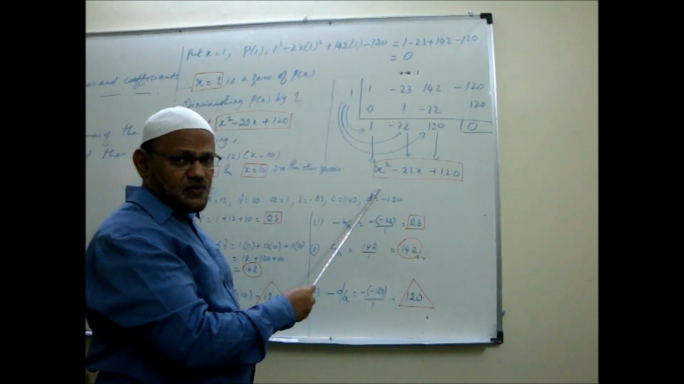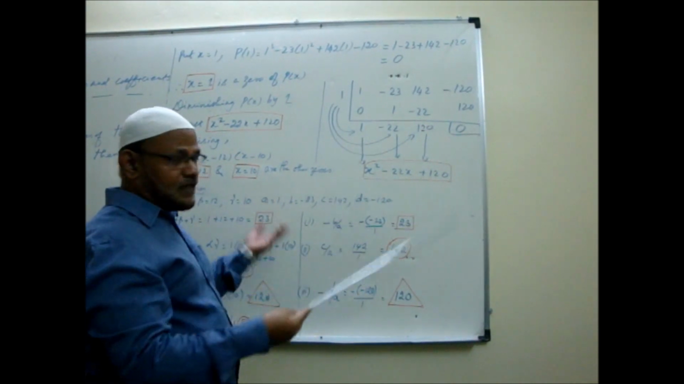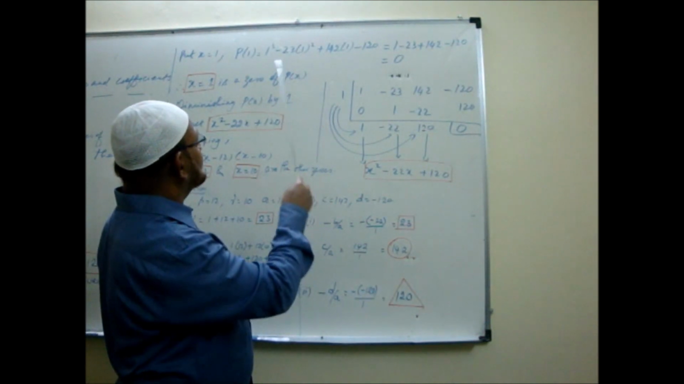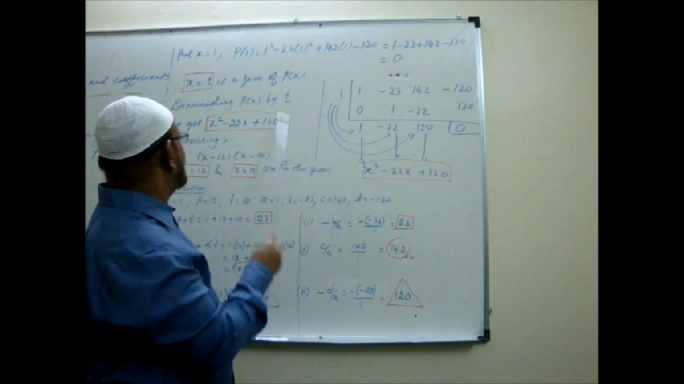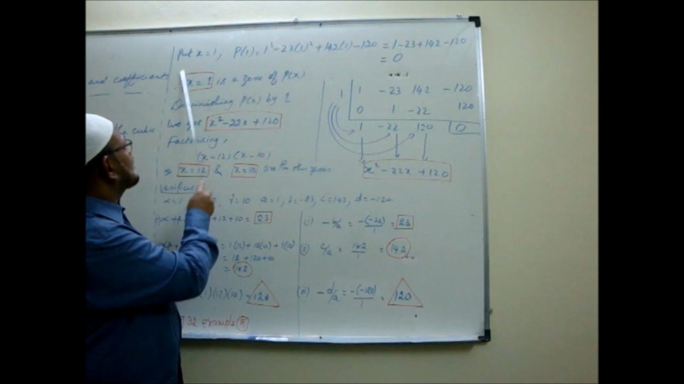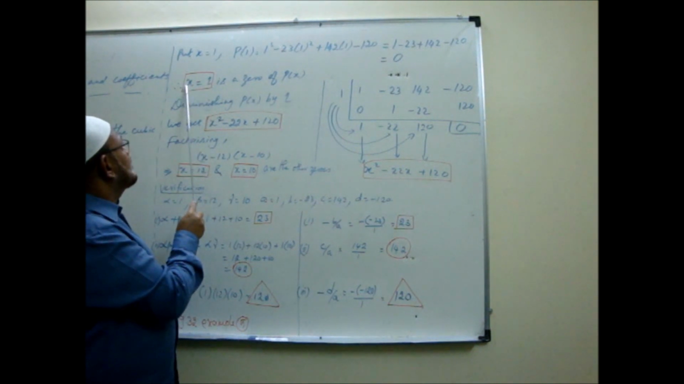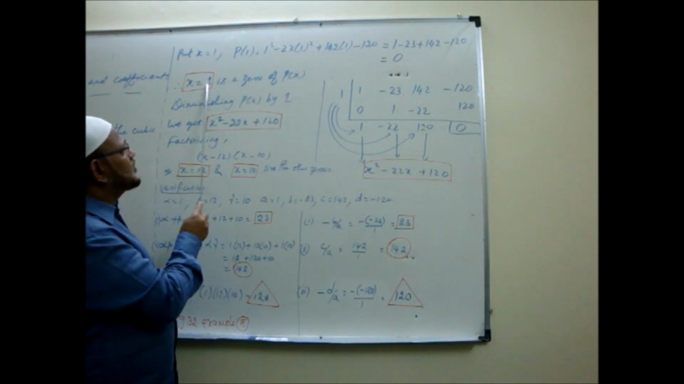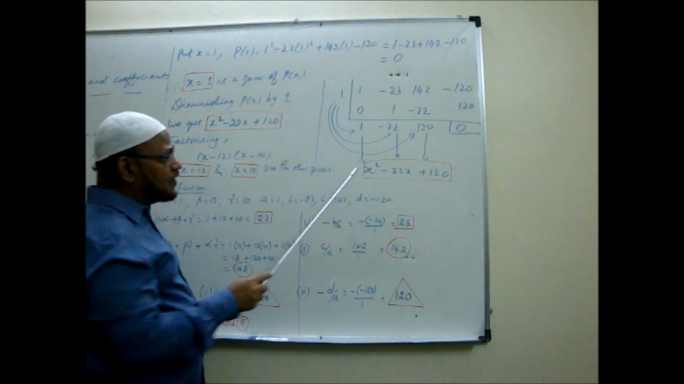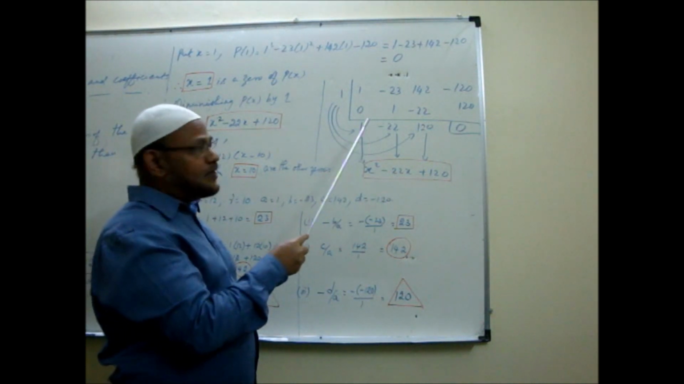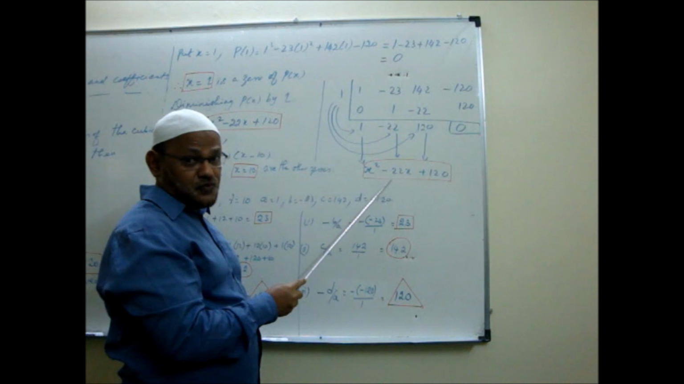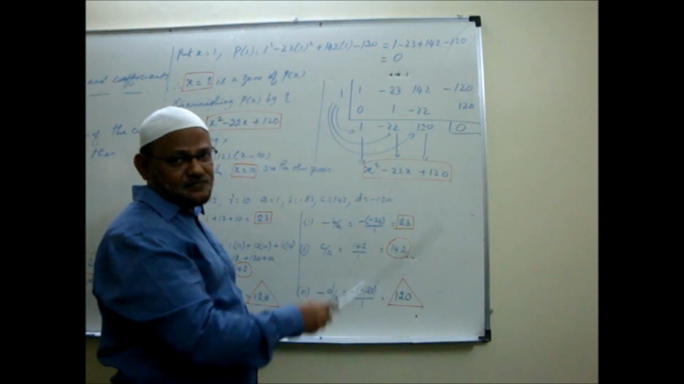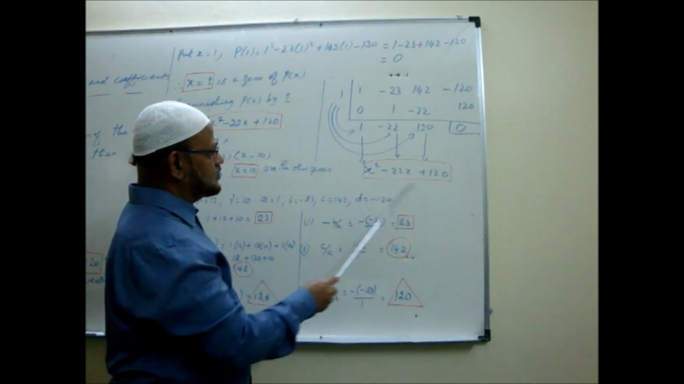Instead of doing so, what we did in class 9th is also a method. You divide the given cubic polynomial by the factor x minus 1. You learned the factor theorem: if x equal to 1 is a 0, x minus 1 is a factor. You divided and you got the same quotient. At that time I explained this method also. So this is a little easier for you. Okay, you got this quotient.